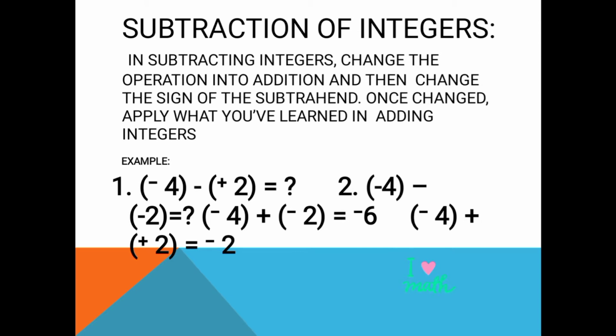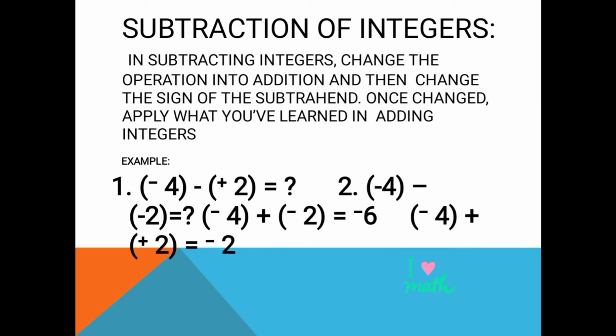So let's proceed to subtraction of integers. In subtracting integers, change the operation into addition and then change the sign of the subtrahend. Once changed, apply what you've learned in adding integers. Example, negative 4 minus positive 2.